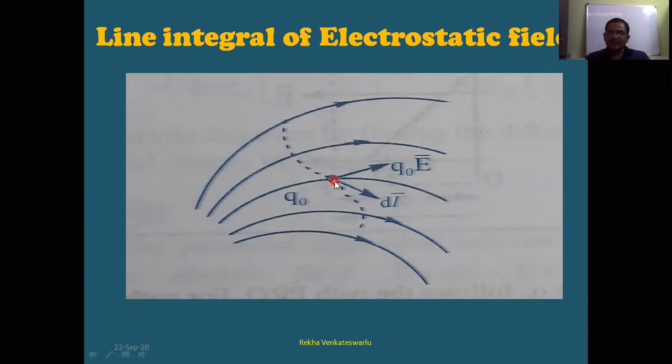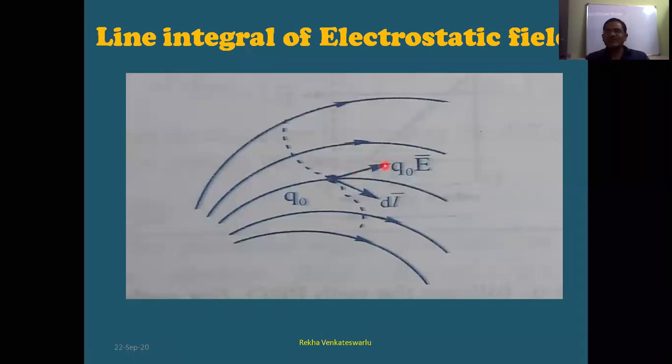At this point, on this electric line of force, the tangent line drawn at that point shows the direction of electric field strength E bar. Therefore, at this point, the force acting on this test charge Q naught will be F equal to QE. When the charge Q is placed in the electric field E, it will experience the force F equal to QE. So here the test charge Q naught will experience the force Q naught E in which direction? Along the direction of electric field strength. What is the direction of electric field strength here?